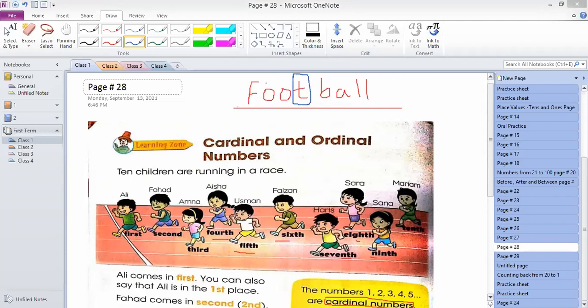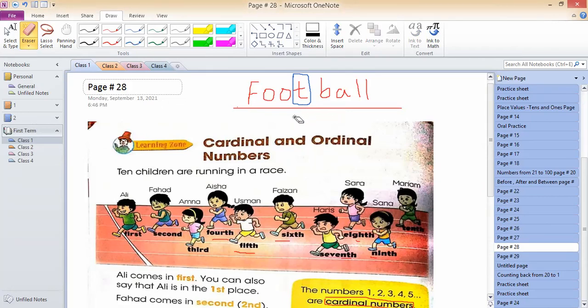Very good. You will say, sir, it is first, second, third, and this is fourth. So T is at fourth position. So is this number a cardinal number or an ordinal number? Very good. This is an ordinal number because we are talking about the position of T.